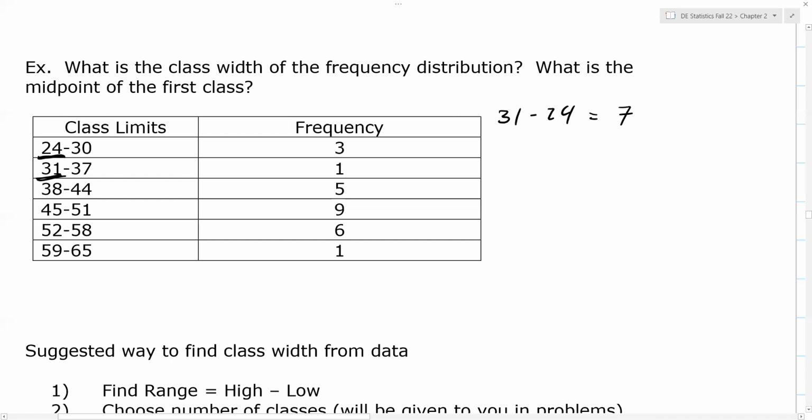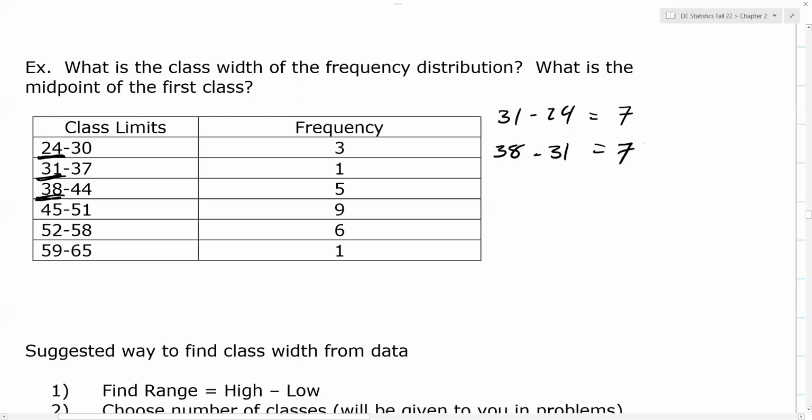Now, the next step is that it needs to be the same for the entire frequency distribution. So we can double check and make sure our next class also has the same class width. So we do 38 minus 31, and that gives us 7. So we've checked our first 2 are accurate, and we can assume that the rest of them are as well. When you're making them, you don't get to assume. You actually have to create classes that have the same width. So you'll need to double check all of them. But in this case, it's safe to assume that if the first 2 are, we can assume the rest are.